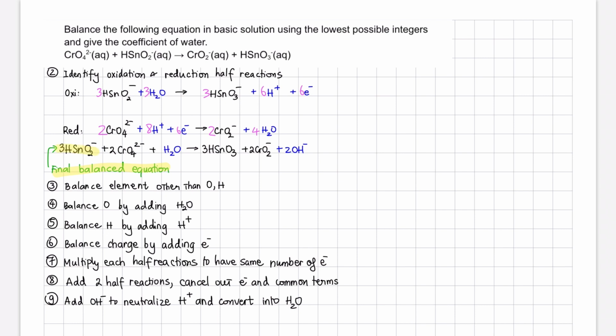We have 3 HSNO2 negative plus 2 CrO4 2 negative, plus H2O, producing 3 HSNO3 negative plus 2 CrO2 negative plus 2 OH minus. So to answer the question, the coefficient of water in the final balanced equation is 1 because there is one H2O in the equation.